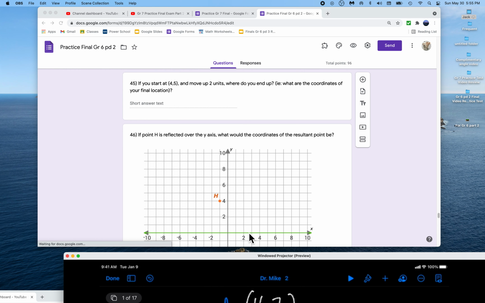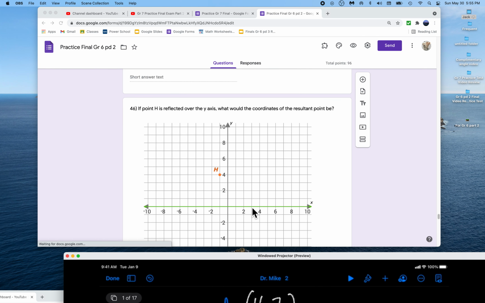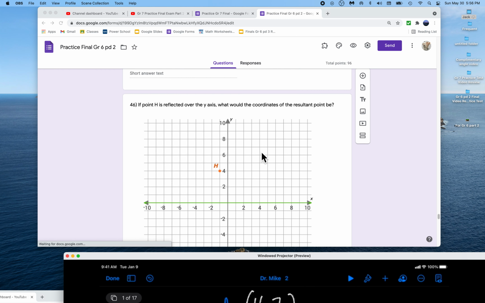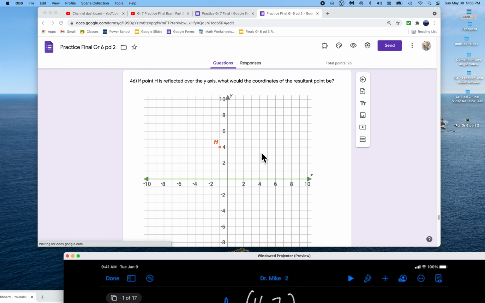Here, let's do it down here on this grid. Okay, 4, 5 would be right there, and now you go up 2 units. 1, 2, this would be 4, 7. Okay, we're on 46 now, might as well stay here. If we reflect point H over the y-axis, what would the resultant point be? Okay, here's your y-axis. You want to recreate this point on the other side of that line. It's going to be right there. So that would be 1, 4 would be your final answer, right where my cursor is.